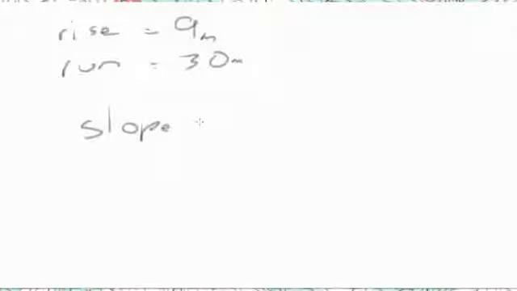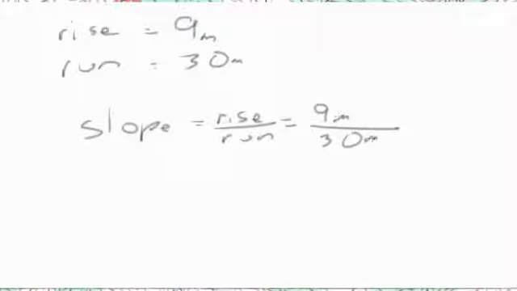Now suppose we had a rise of 9 meters and we had a run of 30 meters. If we want to calculate the slope, it's equal to rise over run, which is equal to 9 meters divided by 30 meters. And notice it's important that we have the same units in the numerator and the denominator.